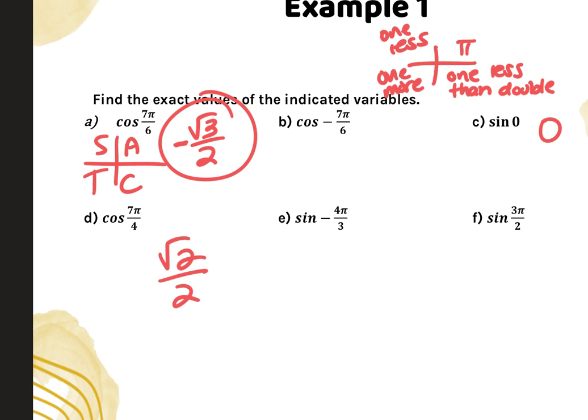Now, where is 7 pi over 4? Fourth quadrant. It is 1 less than double, or it is 1 3/4, which would go into the fourth quadrant. What's true about the cosine in the fourth quadrant? Positive, that's my answer. Is it starting to click? Yes? Okay. All right.